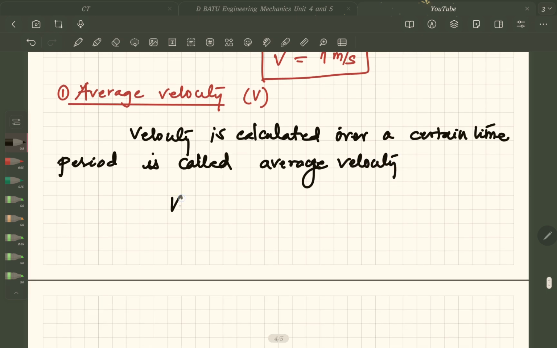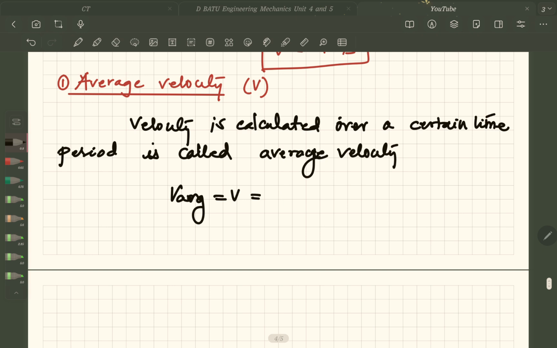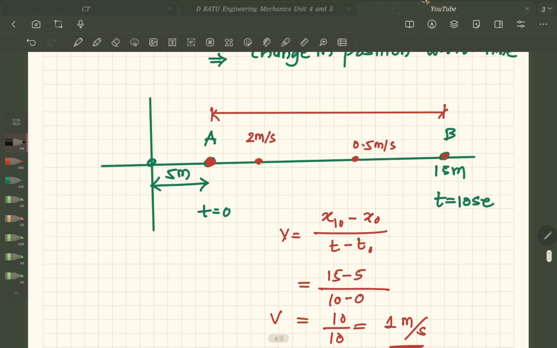In most cases, v average is also written as v. Since we are calculating for a certain time period, we have to consider both positions, so it will be x minus x0 divided by t minus t0. Now if I reduce the time period, that means I want the exact velocity at this particular point of time. So you can see that the time period in this particular displacement is very, very small. Generally in mathematics we indicate a very small time period as dt.